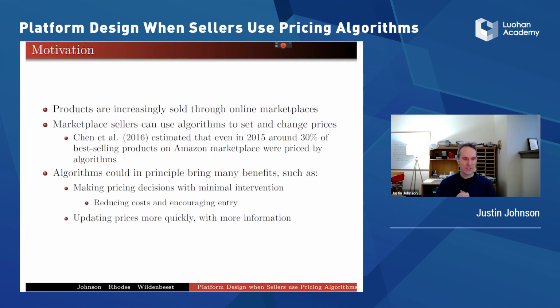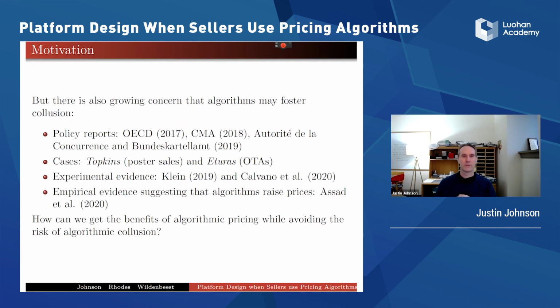These days, I'm very interested in digital competition issues, and so this paper is related to that. As we all understand, products are increasingly sold through online marketplaces, and more and more these third-party sellers are using algorithms to set and change prices. Now, there could be many benefits to algorithmic pricing, without question, but there's also some growing concern that perhaps algorithms might be used for less positive reasons.